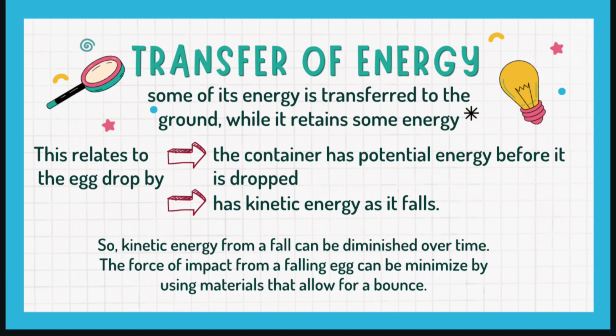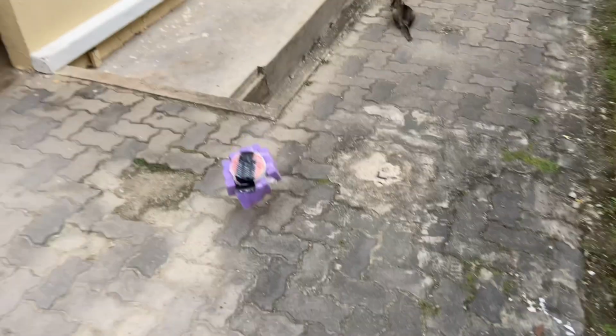Energy can neither be created nor destroyed, only transferred. When an object falls to the ground, some of its energy is transferred to the ground while it retains some energy. This relates to the egg drop because the container has potential energy before it is dropped and has kinetic energy as it falls. By understanding that kinetic energy from a fall can be diminished over time, students can attempt to minimize the force of impact from a falling egg by using materials that allow for a bounce.